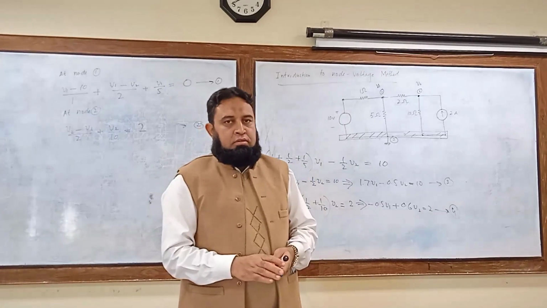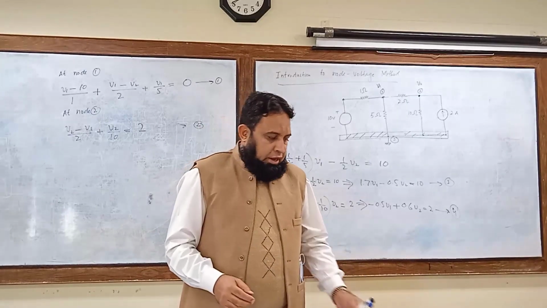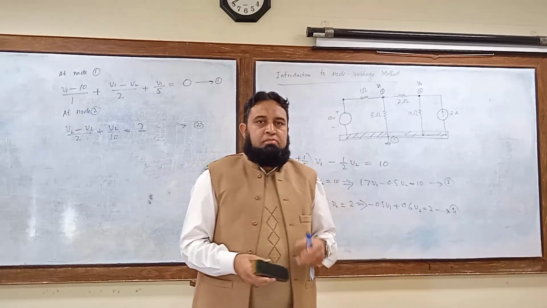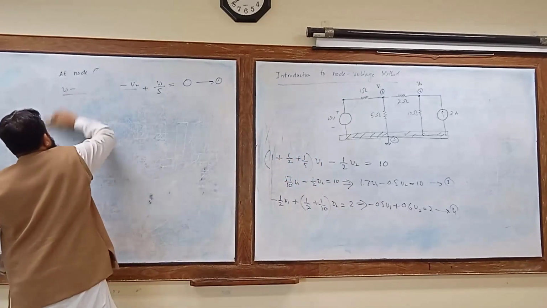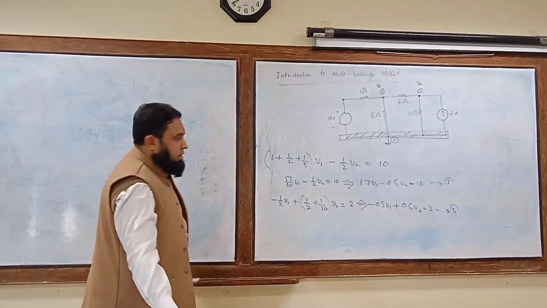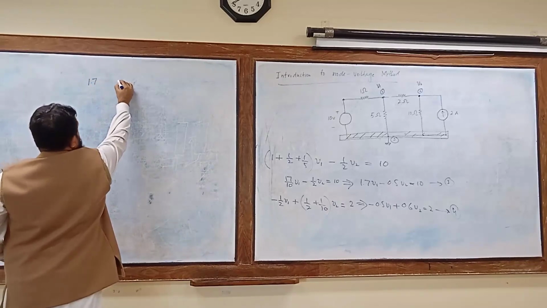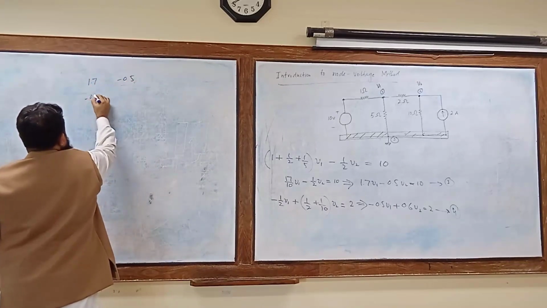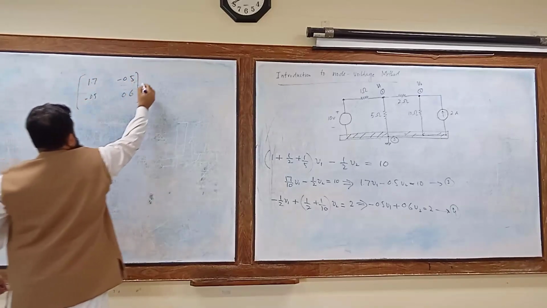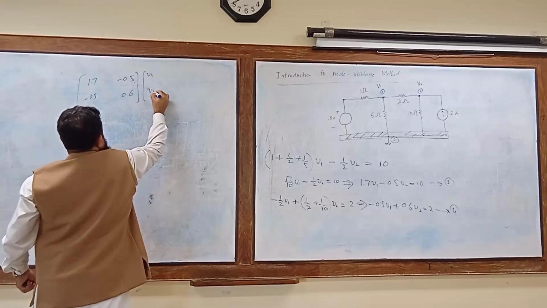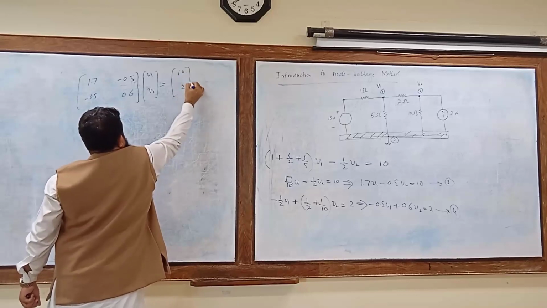Now we are ready to solve these equations, and you can use any method. And if you can transform this into matrix form, you can easily solve this. So transforming these two equations into matrix form, you can write this as the matrix 1.7, minus 0.5, minus 0.5, and 0.6, times V1, V2, equal to 10 and 2.